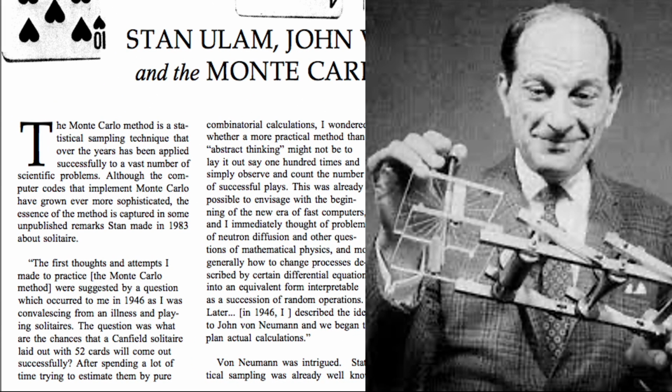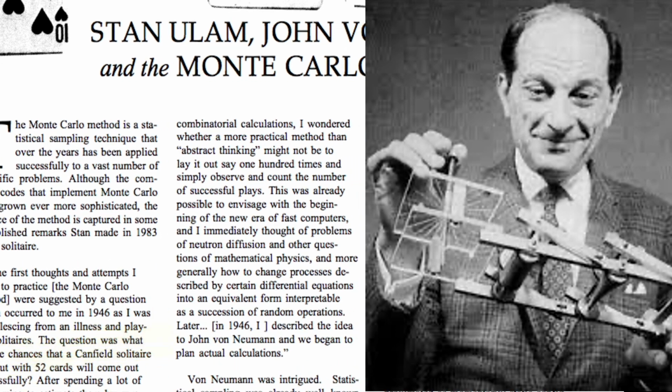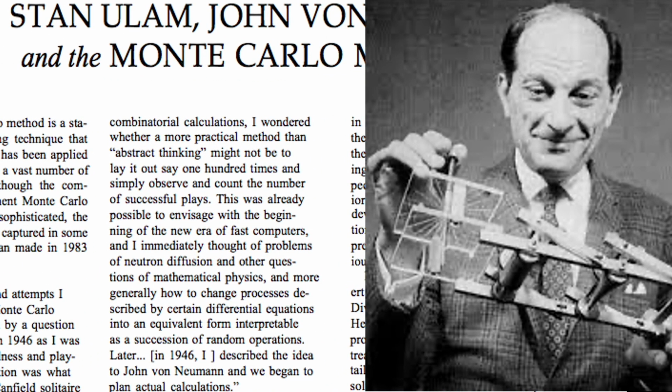And as the story goes, he was hospitalized and was trying to figure out a game of solitaire called Canfield, and he was interested in figuring out the chances that a Canfield solitaire laid out with 52 cards will come out successfully. This is essentially a big combinatorics problem. You see, when these great scientists are sick, they are just wondering about other problems to solve. And he concluded to use a more practical method based on random numbers.